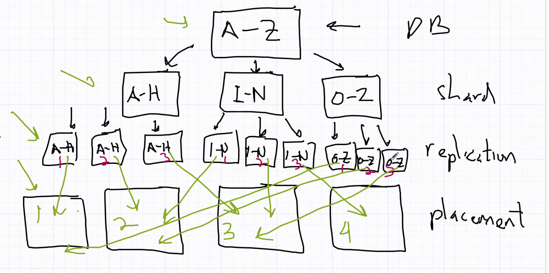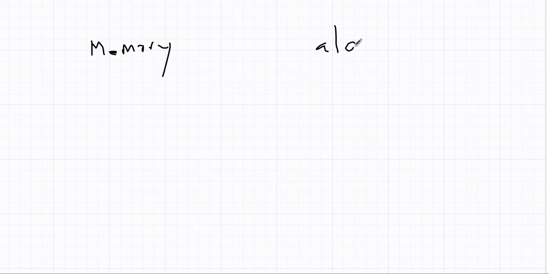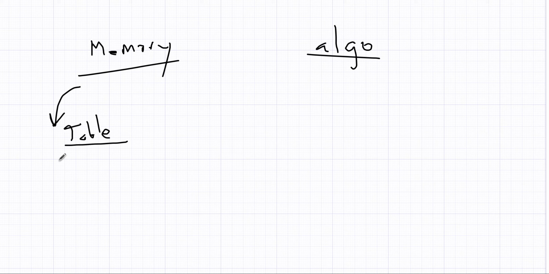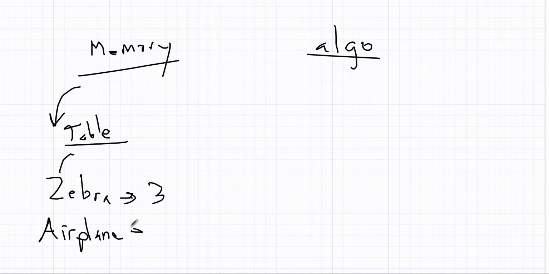Now, another great thing about this is another concept that we have. We either have memory or we have algorithm. So what's the difference between memory and algorithm? If we're going to rely on memory, we have to have a lookup table. And that's where we remember that, oh yeah, zebra goes into shard number 3, and aardvark, or airplane, goes into shard number 1.